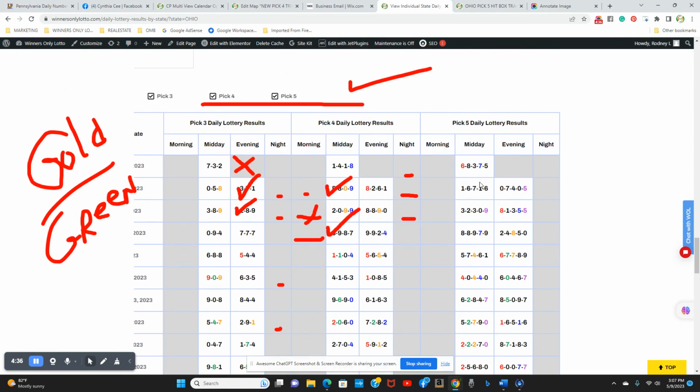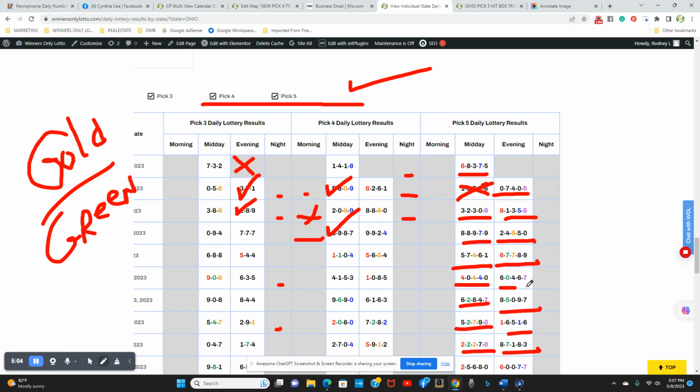we got what? Wins all over the place over here as well. This is a win. That's a win. And again, this is a loss. We'll chalk this one up as a loss. And this is a win, that's a win, that's a win. A lot of wins in pick 5.